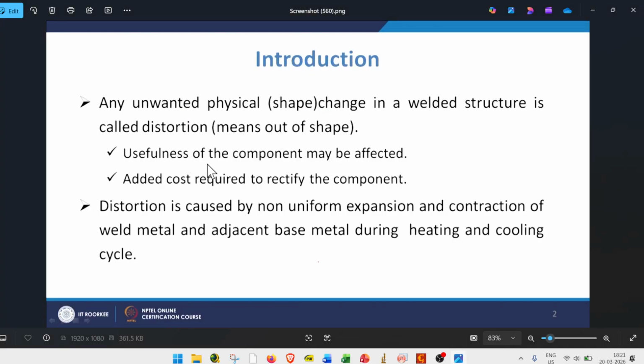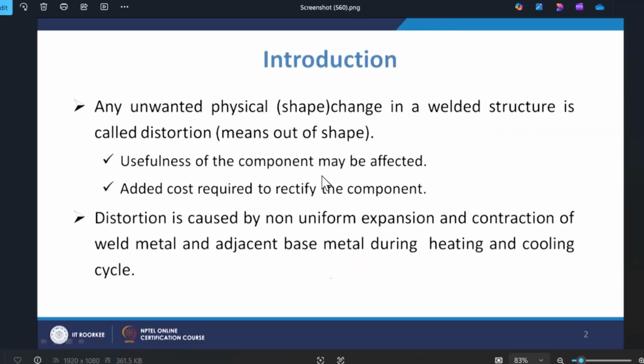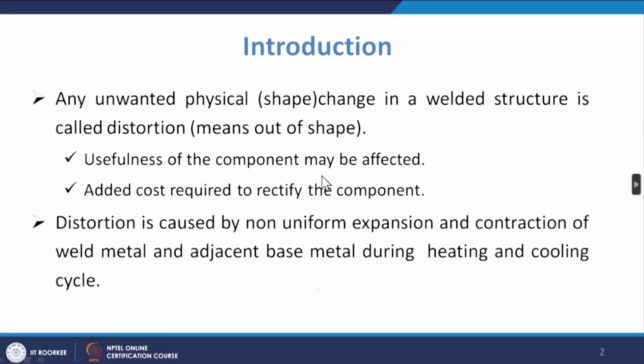Okay. The usefulness of the component may be affected. If I want a proper dimension, it may not be compatible with the other components because the dimensions have changed, and additional cost is required to rectify the component. If the deflection happens, then we have to do some mechanical or thermal processing to reduce these deflections. That will also add cost in the production.